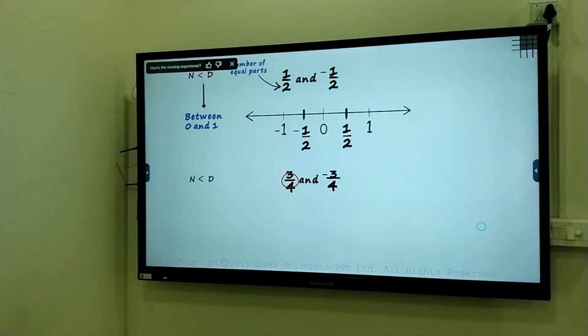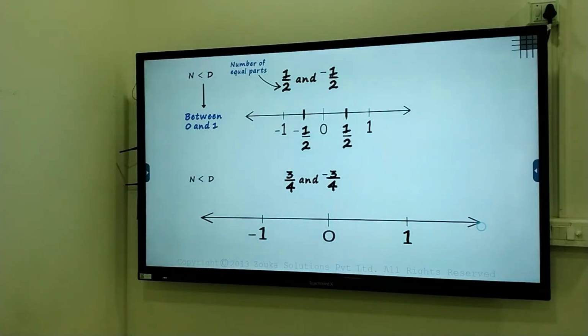Since the numerator is less than the denominator, we know that the number will be between 0 and 1. So we draw the number line like this, with just 0 and 1 plotted. Remember, the denominator tells us the number of equal parts. Since the denominator is 4, we divide the length between 0 and 1 into 4 equal parts.